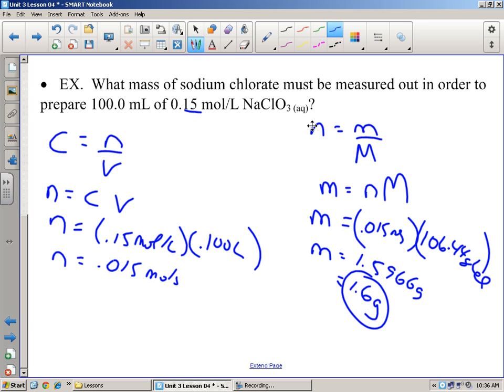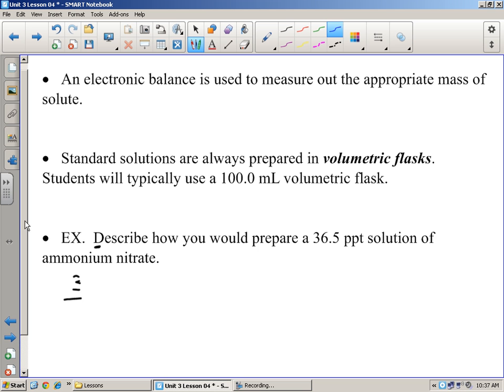So that's how you would make this. You would measure out 1.6 grams of sodium chlorate and basically put it into 100 milliliters, and that would give you that concentration of 0.15 moles per liter. And I'll show you how to do that in a little bit here. So that's the first one there. Like I said, how are you going to do this? You're going to use a scale. You've got to weigh stuff out, so you need a scale.